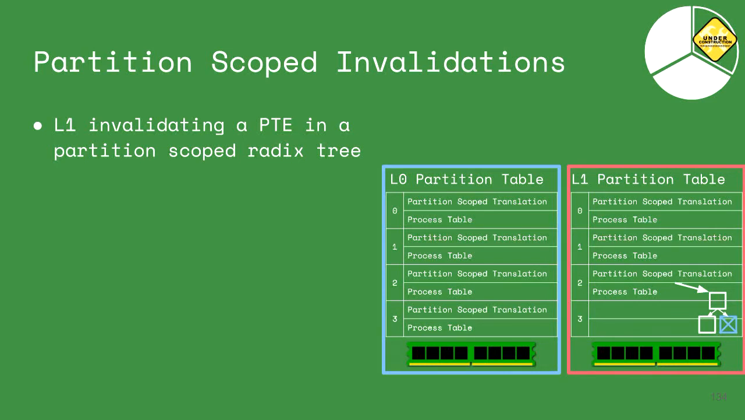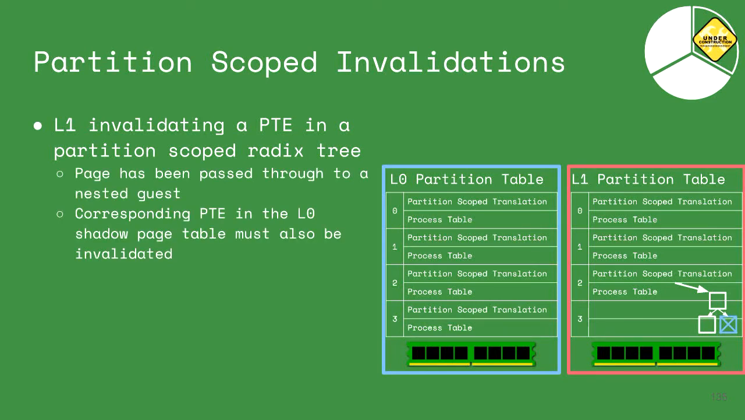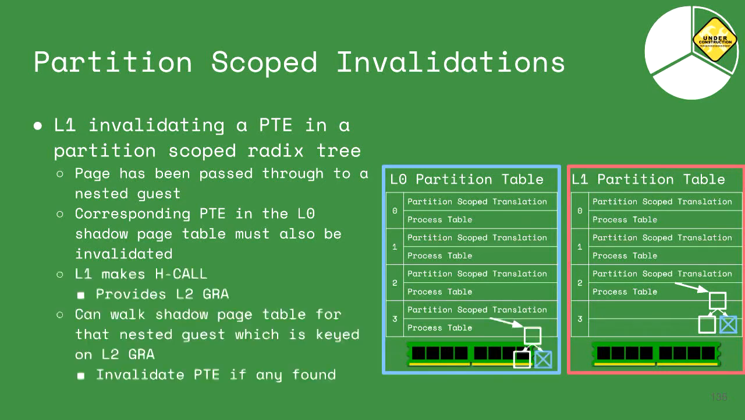Where it gets interesting is again partition scoped invalidations. And there's two cases here. The first is level 1 invalidating a PTE in one of its partition scoped radix trees. Now that page might have then been passed through by level 1 to one of its level 2 nested guests. And so the corresponding PTE now must be invalidated in the level 0 shadow page table, otherwise the nested guest can just still access it, which is kind of a problem, as I'm sure you'll see.